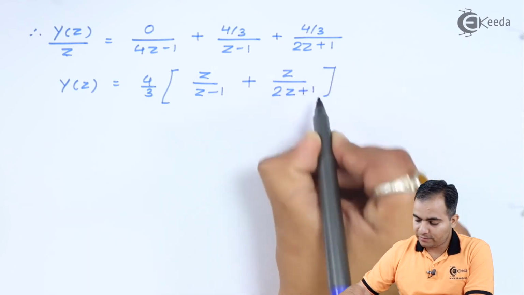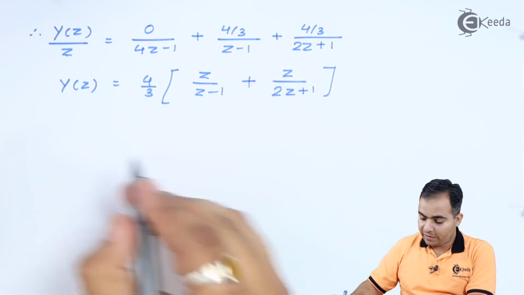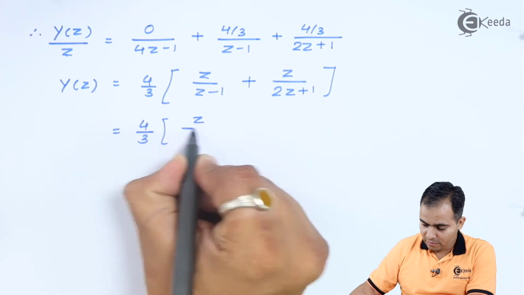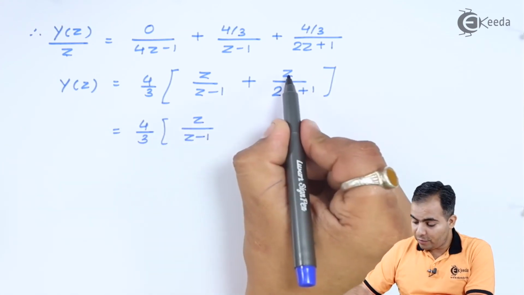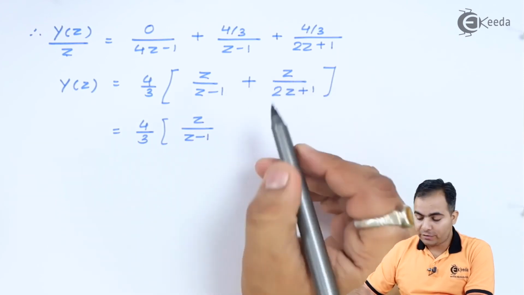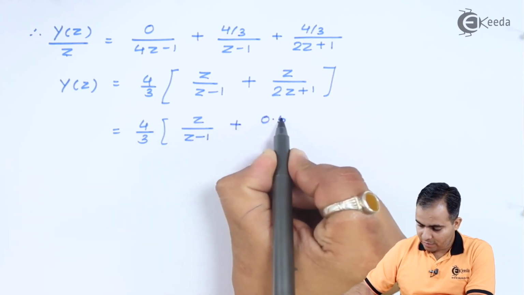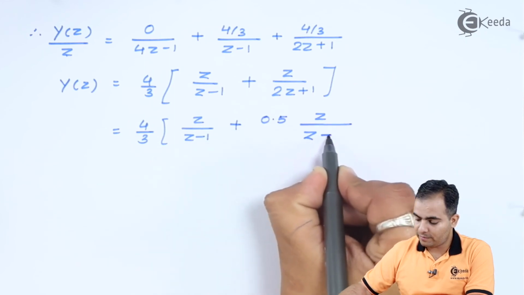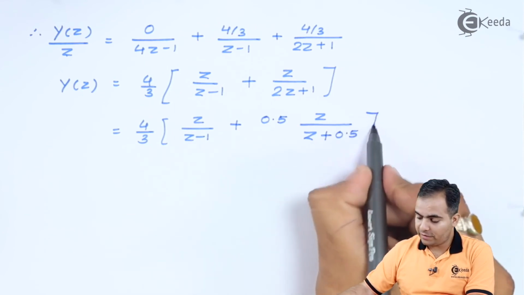So inside this bracket we can write z upon z minus 1, and then z upon 2z plus 1. Now if I take 2 common from numerator and denominator, or else we can say that we'll divide numerator and denominator by 2. So if we do the same thing, then 1 by 2 is 0.5, so 0.5 is a constant, and z upon z plus 0.5 is the result.